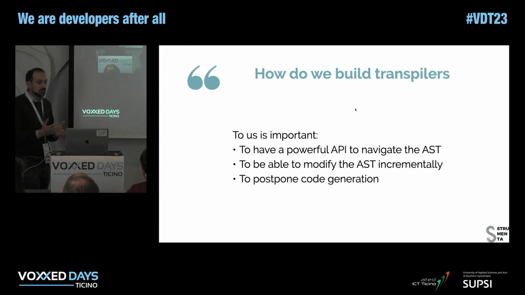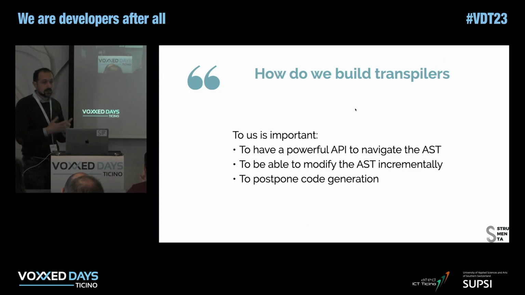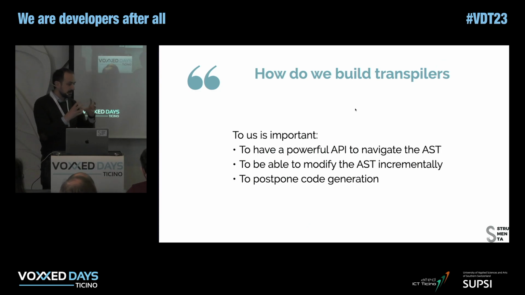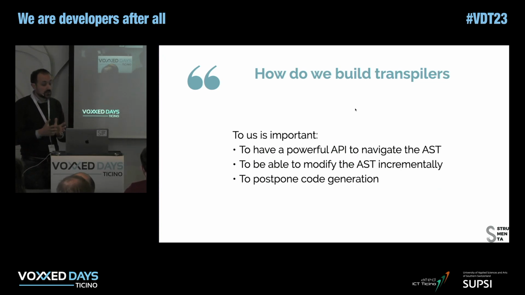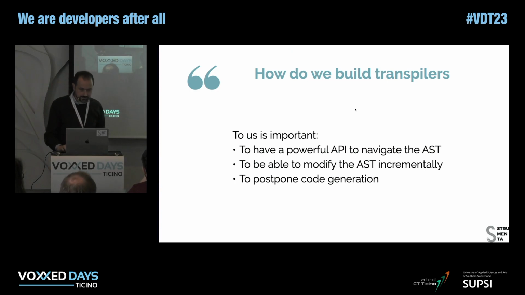So a few things that we've noticed is that it's very useful to have a powerful API to navigate the abstract syntax tree. It's useful to have this intermediate representation that you can refine little by little, and it's important to postpone code generation because once you go back to strings, it's extremely difficult to work with that and to make a little change. So you basically generate code when you're done and you don't need to do anything else.